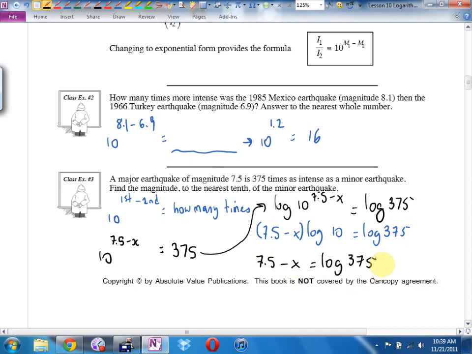Let's get the x by itself. Nicole, I think the easiest way to get the x by itself is going to be move the x to that side by plussing it and minus this to that side by minusing it. So x equals 7.5, take away the log of 375. What is the Richter scale measurement of this smaller earthquake? It's going to be 4 point something or 5 point something, I think, if my math is correct. 4.9? Yes? No? Yes? Yeah. 4.9 on the Richter scale.